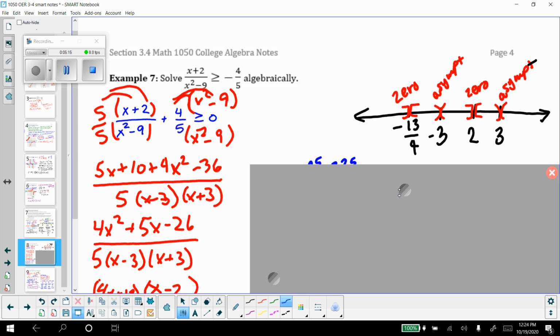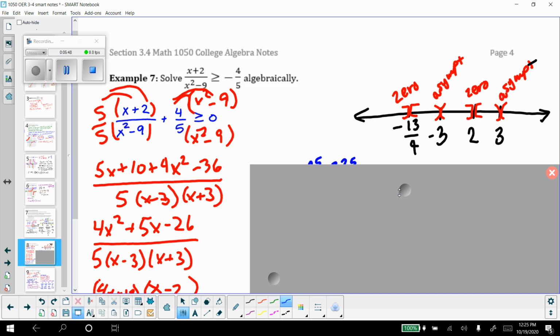So here's our number line, and on our number line we have our x-intercepts at negative 13/4 and positive 2. And then we have our asymptotes at negative 3 and 3, and I've listed all of those critical values from smallest to greatest on our number line. And then above them I've indicated whether it's a 0 or undefined at that point if it's an asymptote. I just kind of wrote in 0 as an asymptote when I did this last year.